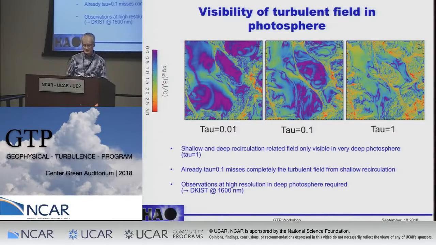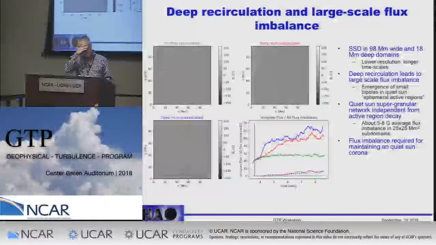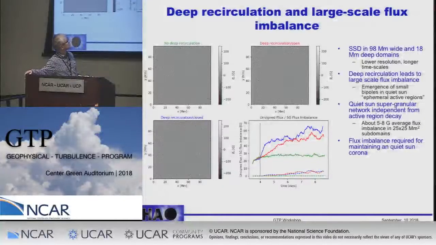So this is a good science target for the new Daniel K. Inouye Solar Telescope, which is currently being built, which has a 4-meter diameter. So you get actually a lot of benefit of resolution from the bigger telescope. So this is kind of a science target which one could address with a telescope maybe in a few years from now.